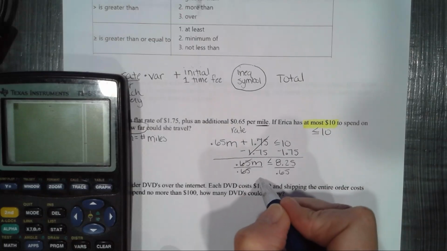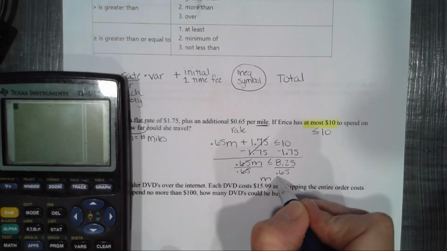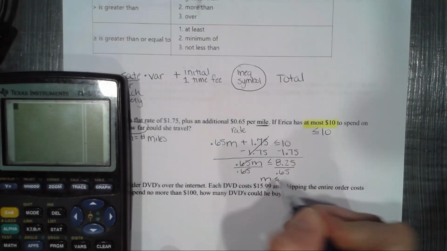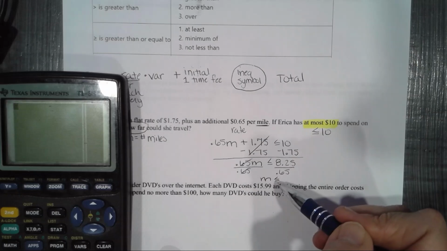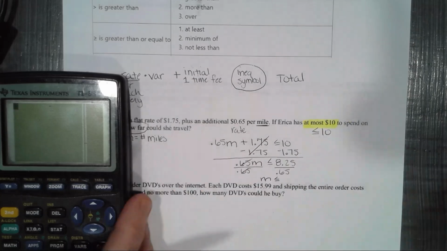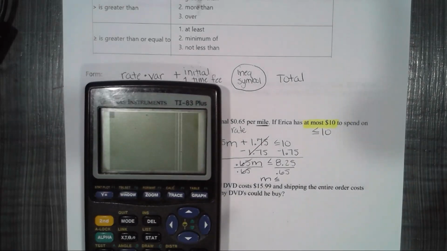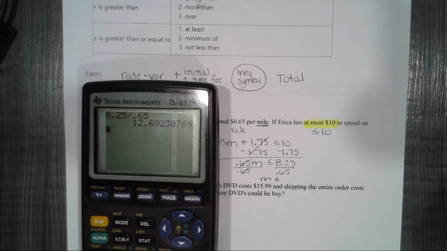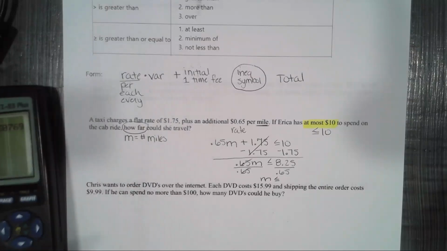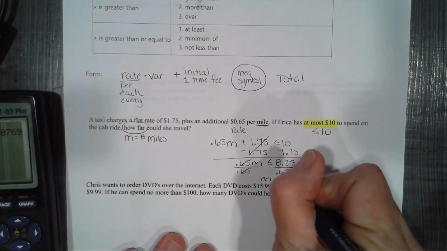So I'm left with an M. Make sure that you don't bring down an equal sign, because this inequality symbol is going to be very important. Now let's divide in the calculator. So we're going to do 8.25 divided by 0.65, and we get roughly 12.7. Just go ahead and write that down, 12.7.